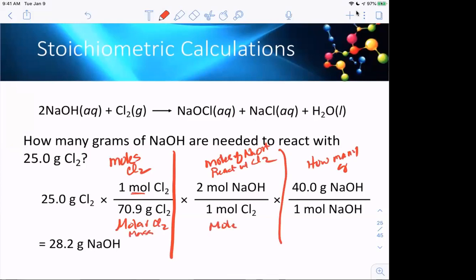This is the molar mass of Cl2. This is my mole ratio from the balanced chemical equation. And this is the molar mass of NaOH that I calculate using the periodic table. So this calculation tells me that in order to react with 25 grams of chlorine, I need to add 28.2 grams of sodium hydroxide into my reaction mixture. 28.2 grams is going to be the stoichiometric amount necessary to react with 25 grams of Cl2.